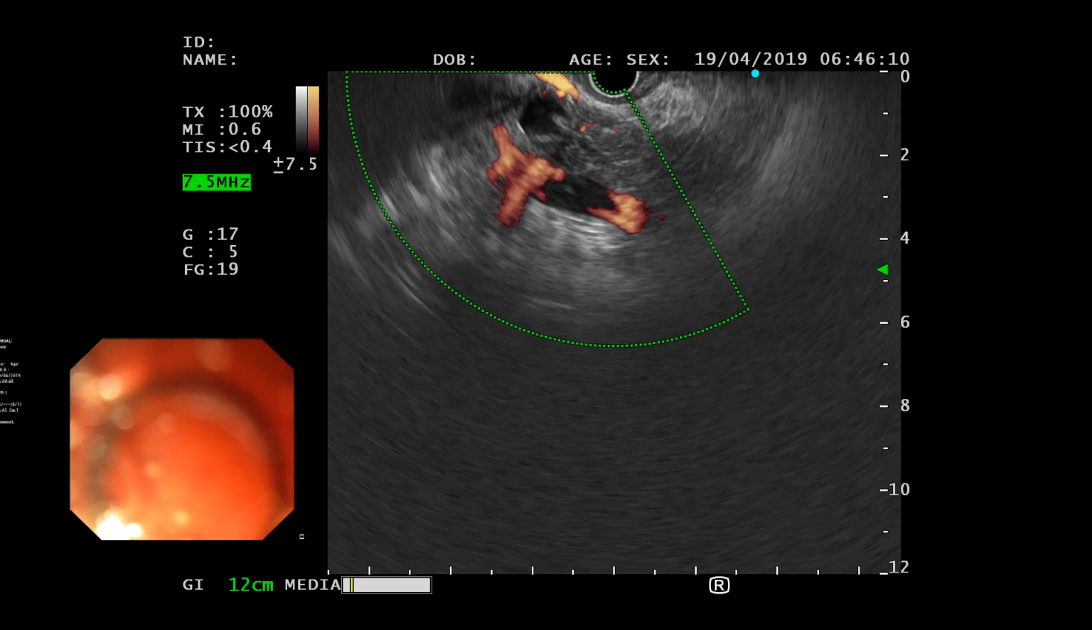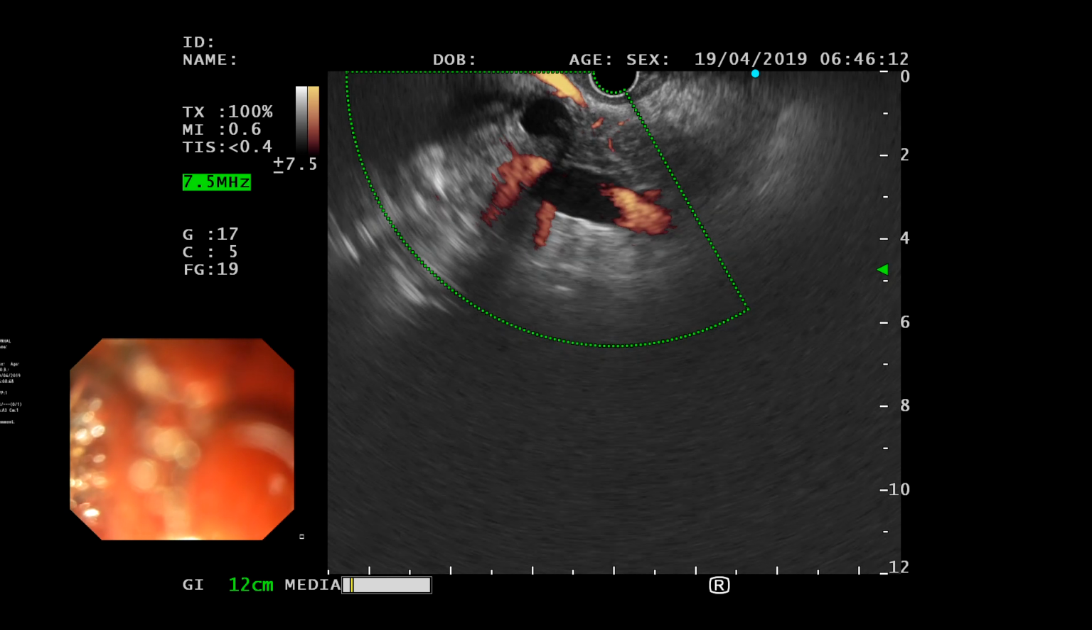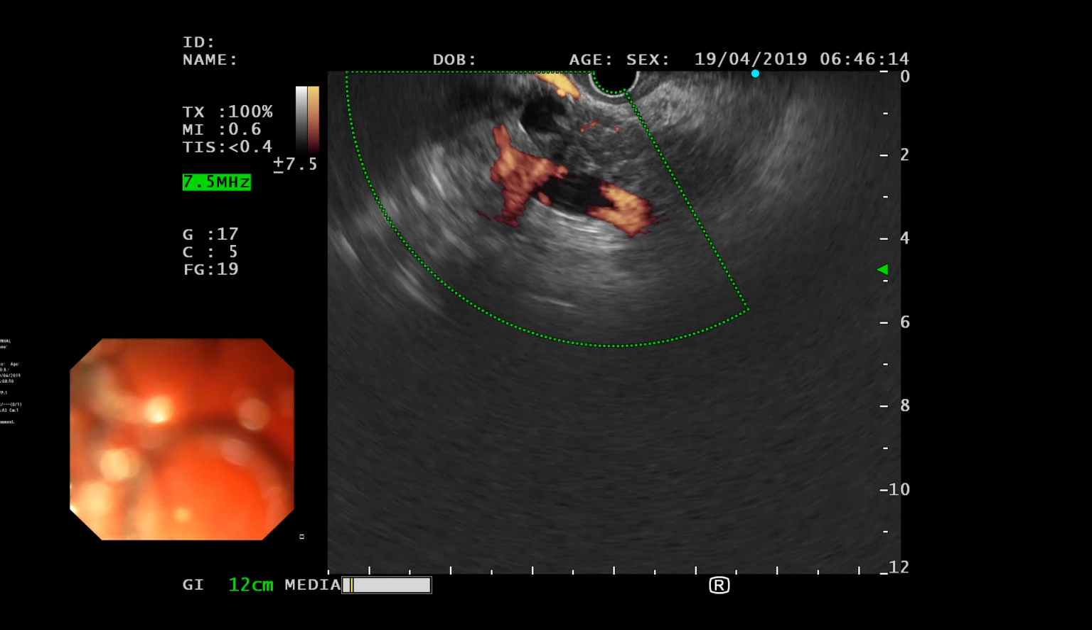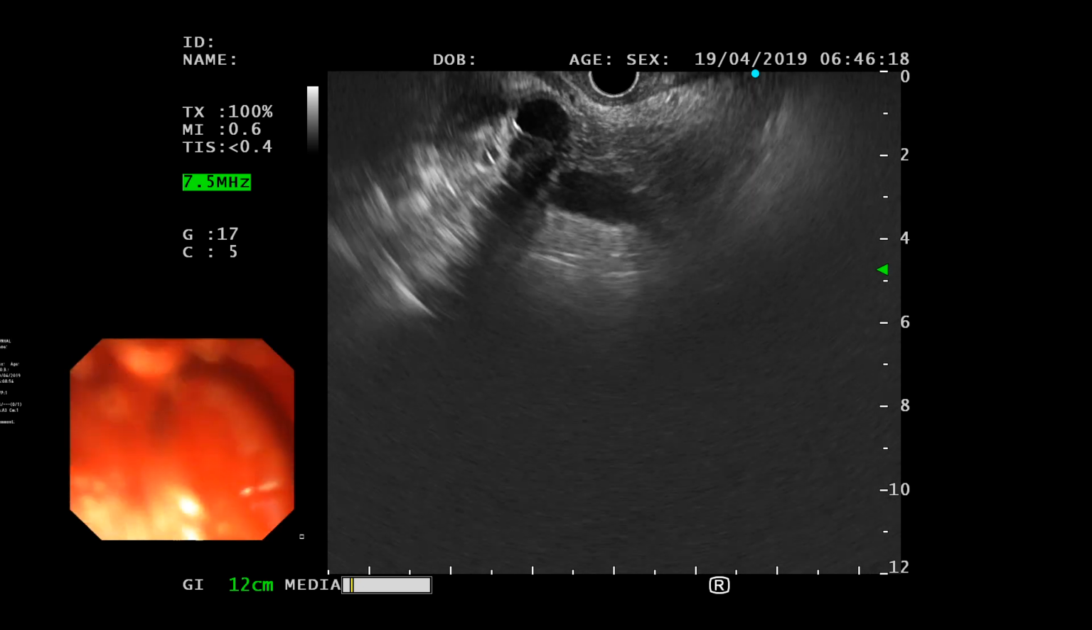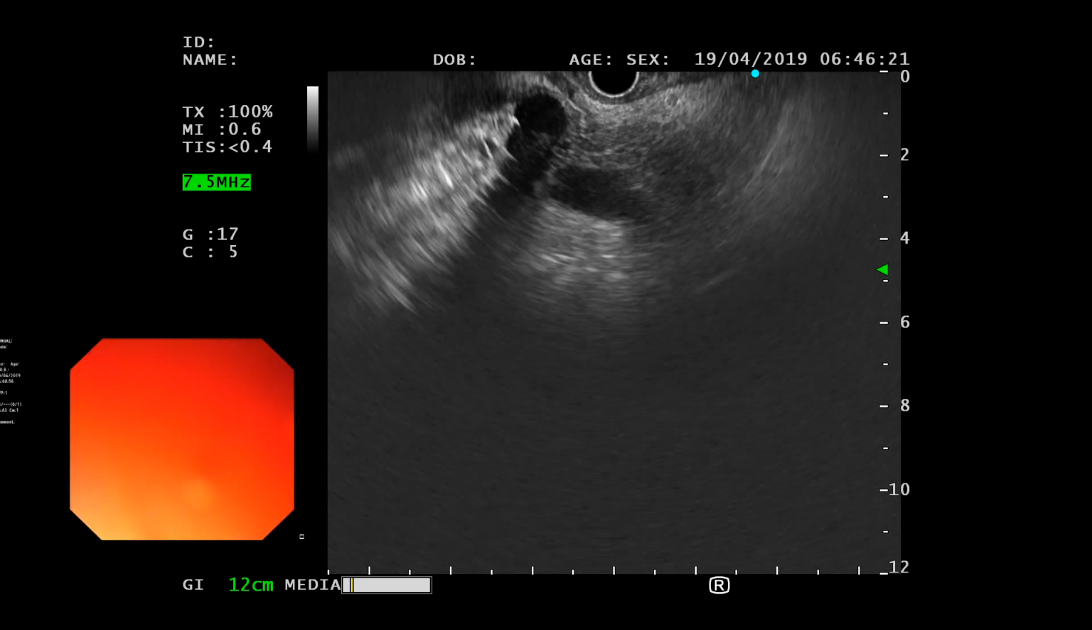Next, what could this be? If this is the portal vein, then the one which is closer to the transducer, obviously it has to be CVD. Now you have identified the CVD.